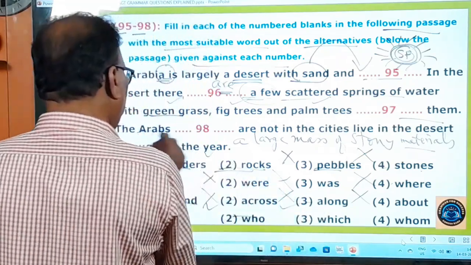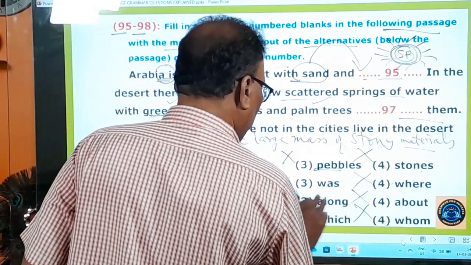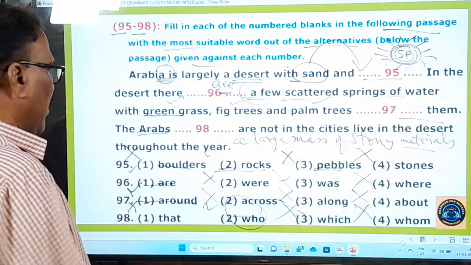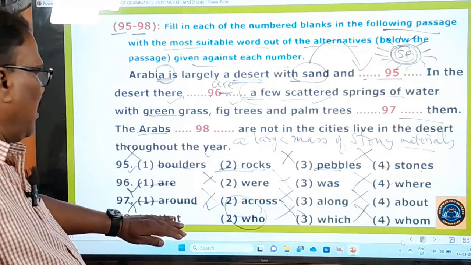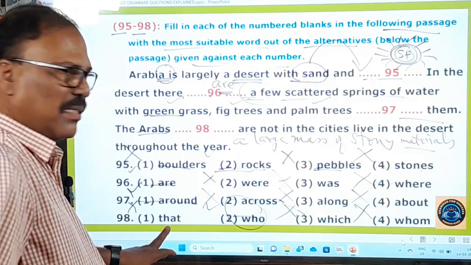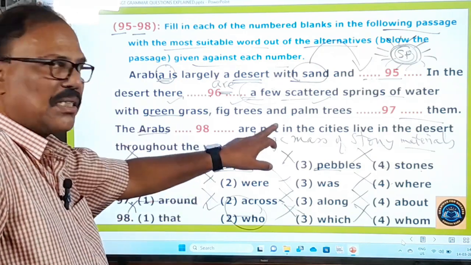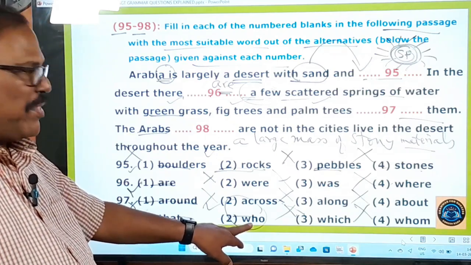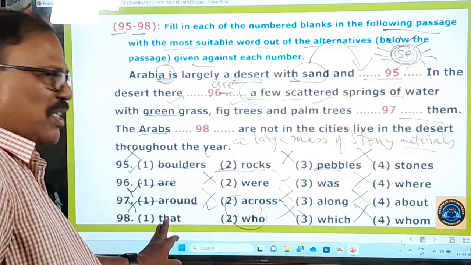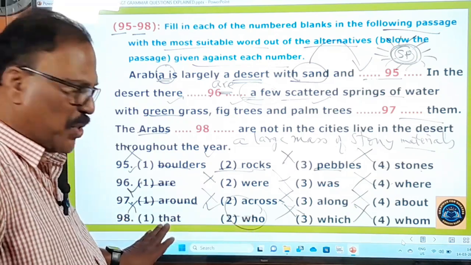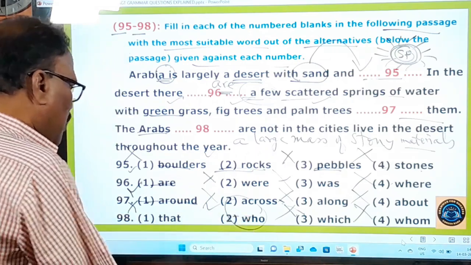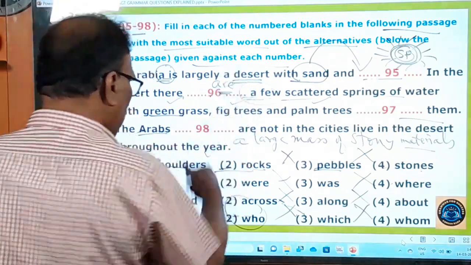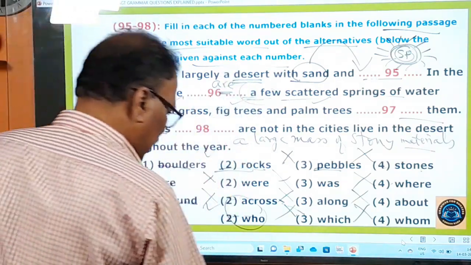Which you don't use for people, and "which" is not correct, and "whom" you cannot use. So the first one, third one, fourth one are wrong. Only the second one is the right one. Of course, this one is also almost correct: the Arabs that are not in the cities. But comparatively, "who" is better, much more appropriate than this one. Therefore, we are going with this, not with that one. So "who" should be used, the second one. So the Arabs who are not. This is how we have to fill in this small passage in the examination.